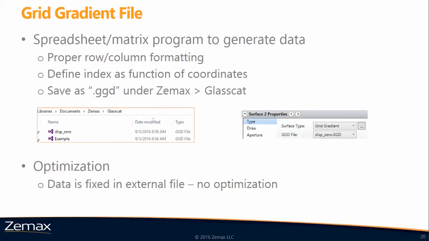To access this file from OpticStudio, it must be saved to the Glass Catalog folder, GlassCat, which is stored with the other Zemax documents. Once the grid file is saved, applying it is as simple as selecting the grid surface type in the data editor and choosing the appropriate data file.